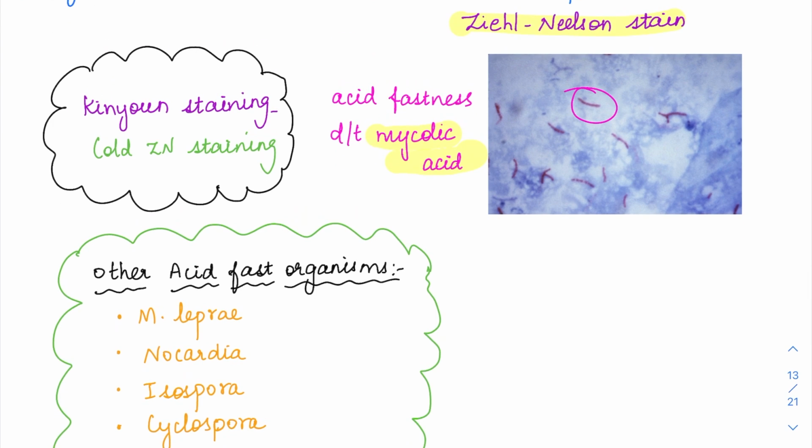So we all have done the Ziehl-Neelsen technique during our second year. In that staining we used the heat method, right? We have to heat the slide after pouring the stain. But there is also a cold method of staining for tuberculosis, and that is called Kinyoun's staining. Cold ZN staining is also called Kinyoun's staining.